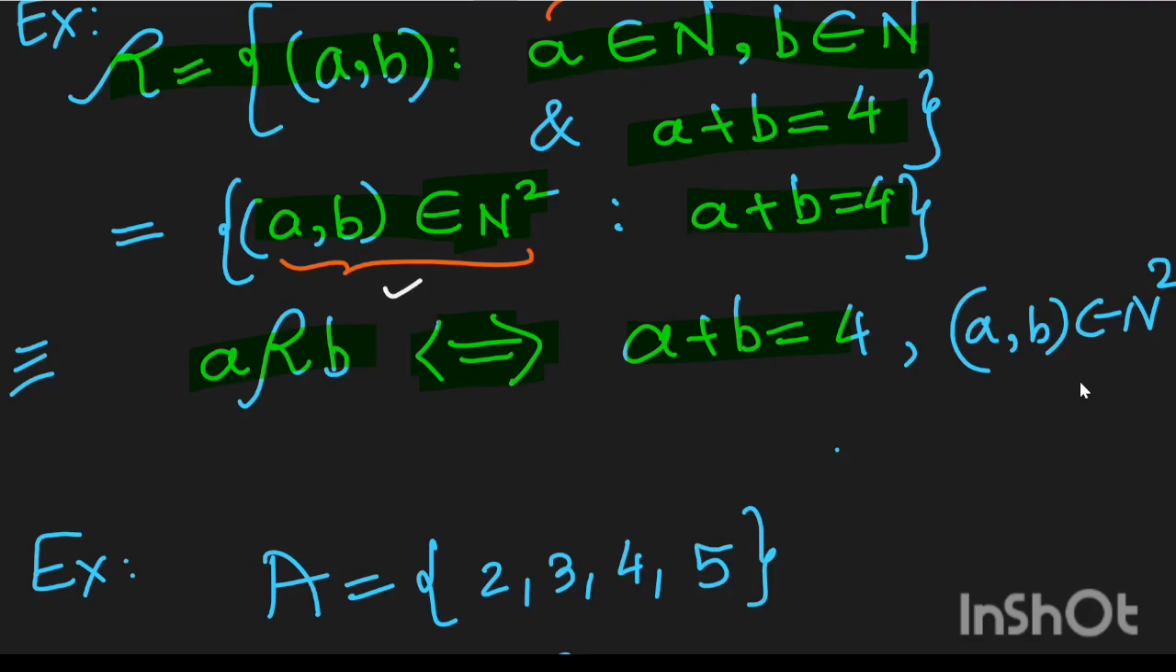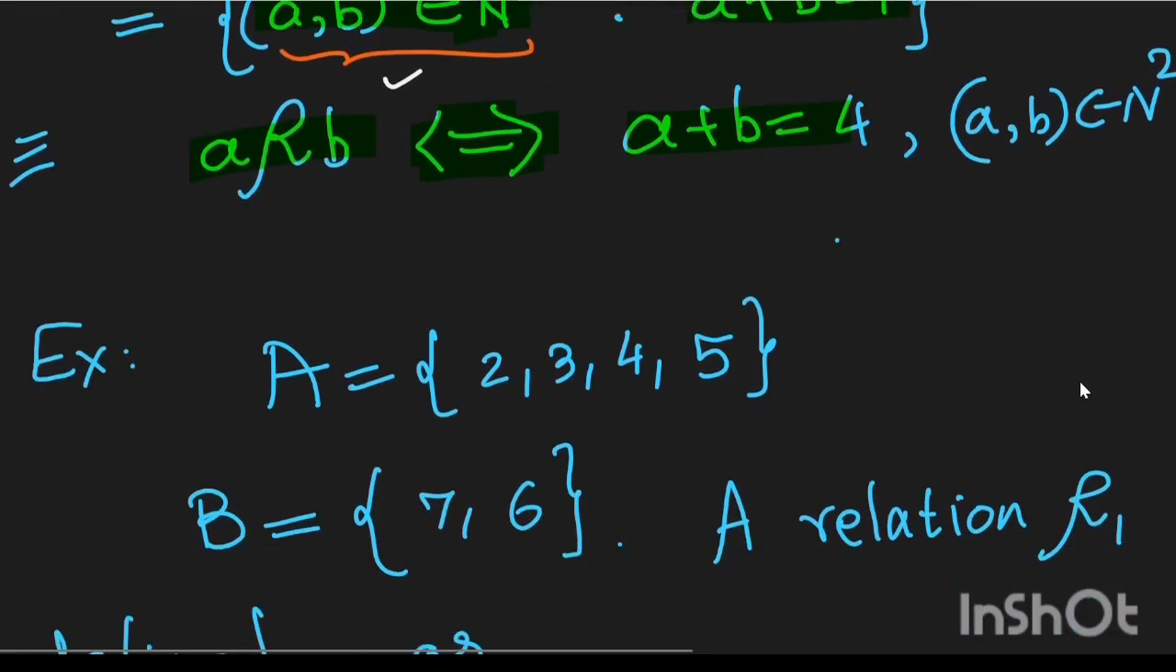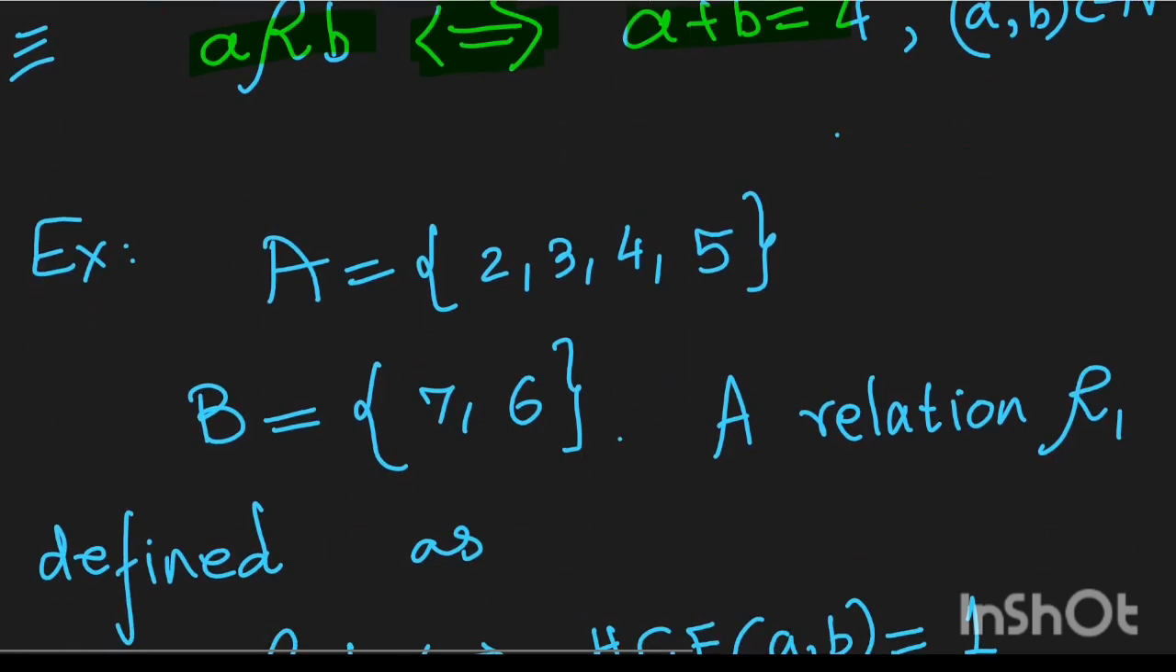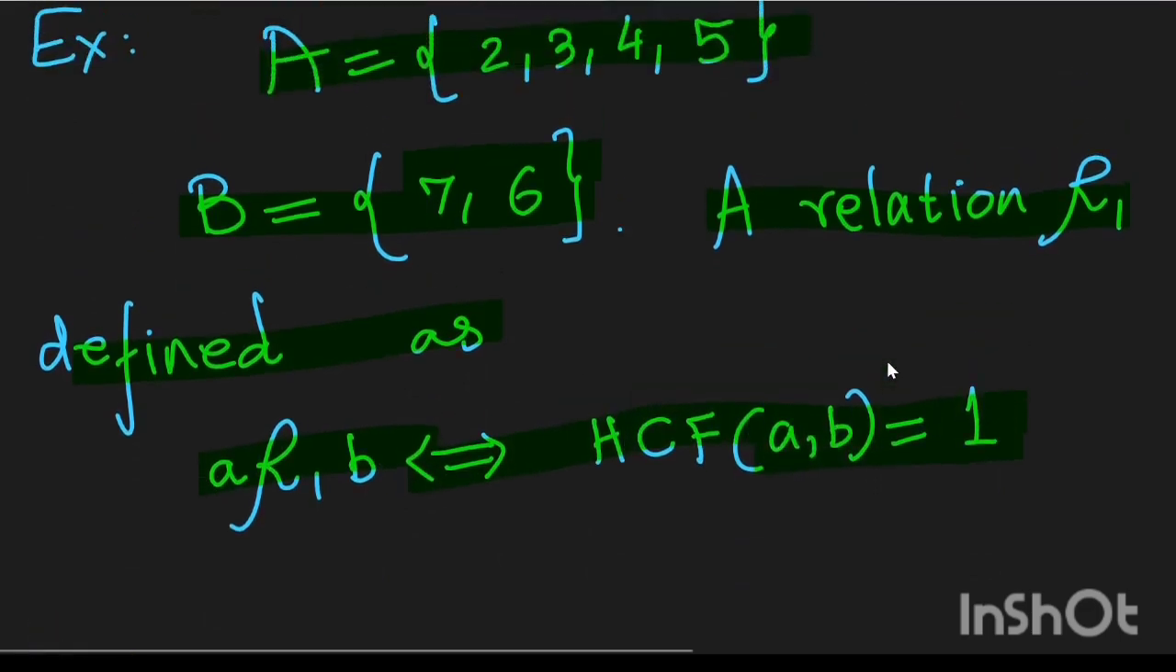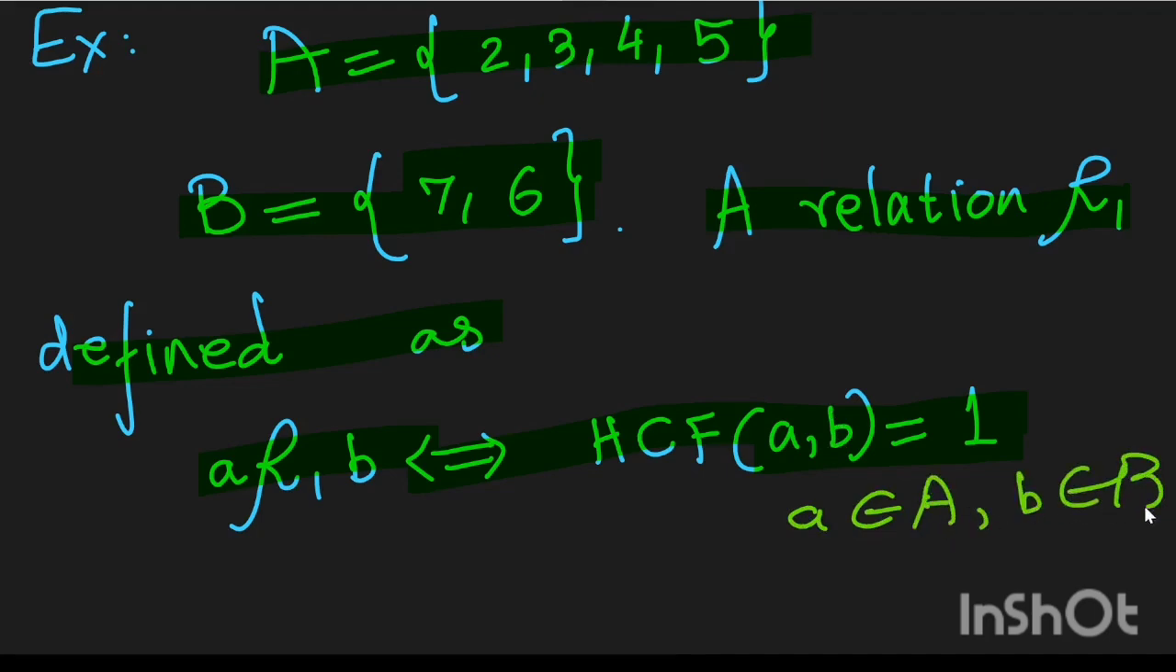Okay, so let's move on to another question, which is this. A is a set containing elements 2, 3, 4, 5, and B is a set containing 7, 6. A relation R1 is defined like this: A R1 B if and only if HCF between A and B is 1, where A belongs to set A and B belongs to set B. That is the question, guys.